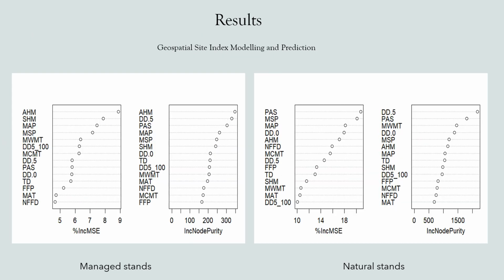Next, I used the random forest method to do the modeling between the climate variables and the lodgepole pine site index. There are some statistical results. First, for the managed stand, there are some important factors which can affect the model. They are AHM, SHM, and the mean annual precipitation. But for the natural stand, they are the precipitation as snow, the mean summer precipitation, and the mean annual precipitation.